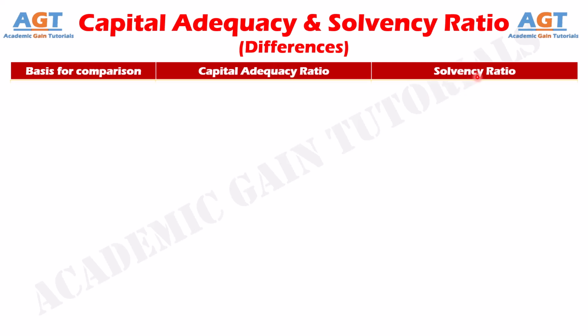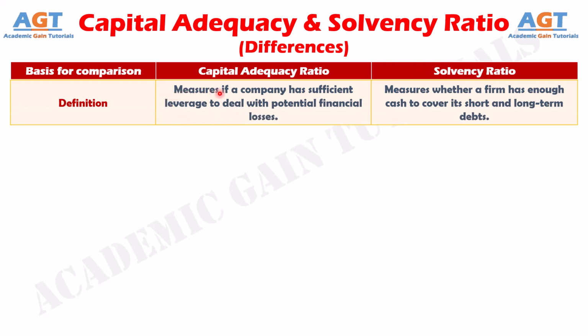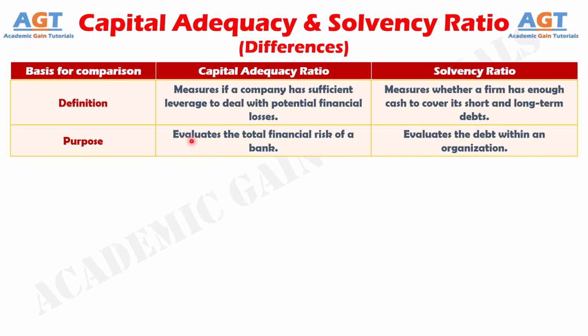form. Difference number 1. The capital adequacy ratio measures if a company has sufficient leverage to deal with potential financial losses, whereas the solvency ratio measures whether a firm has enough cash to cover its short- and long-term debts. Number 2. The capital adequacy ratio evaluates the total financial risk of a bank, whereas the solvency ratio evaluates the debt within an organization. Number 3.